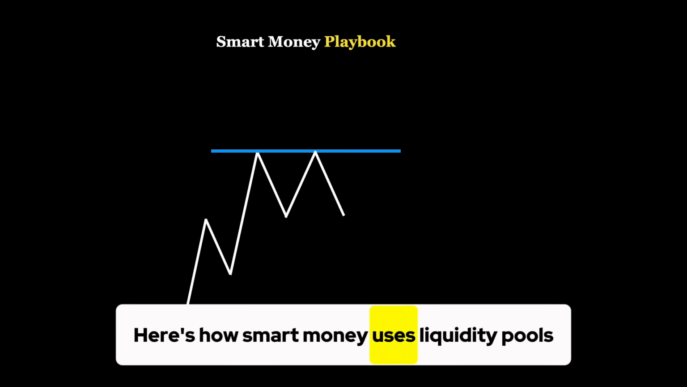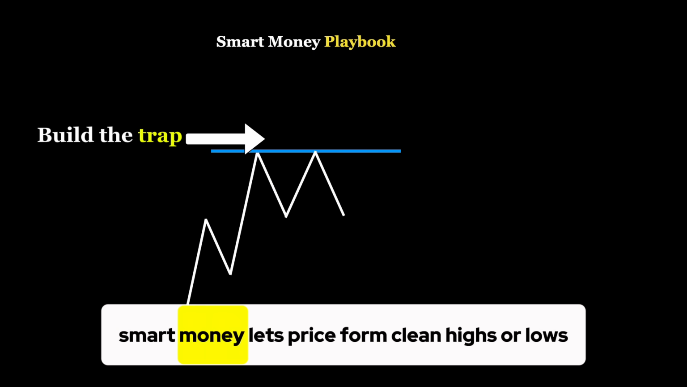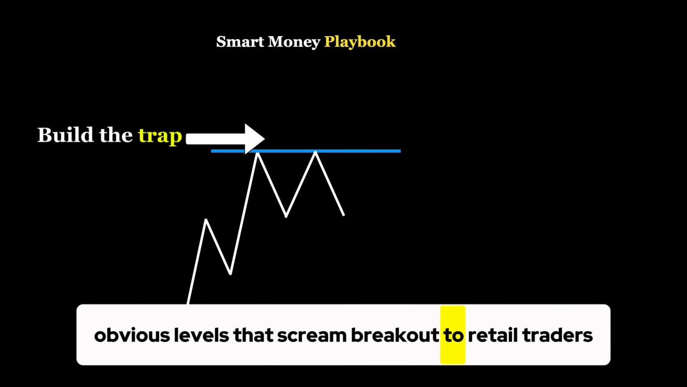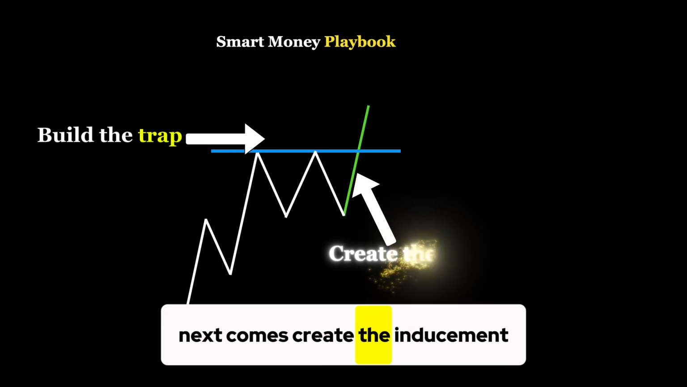Here's how smart money uses liquidity pools. The first step is what we call build the trap. Smart money lets price form clean highs or lows, obvious levels that scream breakout to retail traders. It's all part of the setup. Next comes create the inducement.